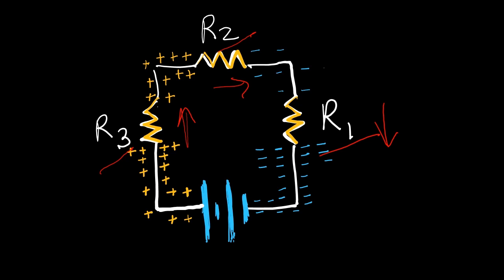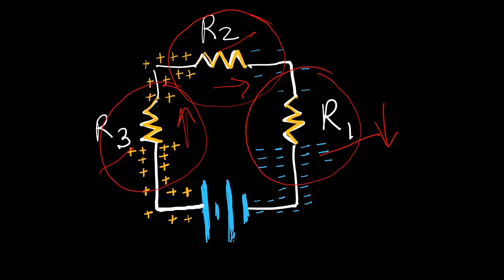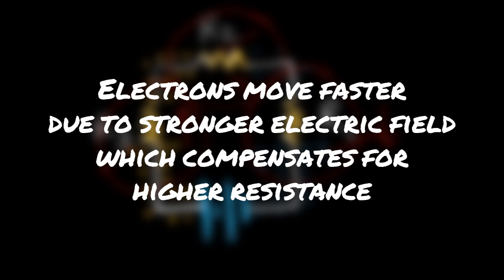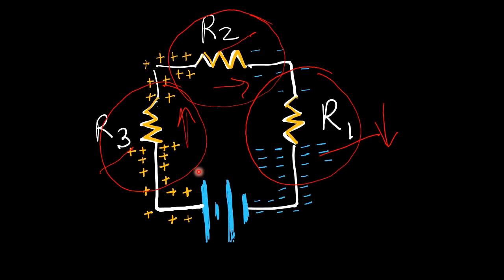So what we are trying to say is that because of this imbalance over here and over here and over here, there is now a stronger electric field as well. So the electrons are actually moving a little faster just to compensate for the lower charge density, which could be the reason behind the higher resistance. And that ensures that the amount of charge that passes at any point in the circuit per unit time remains constant.